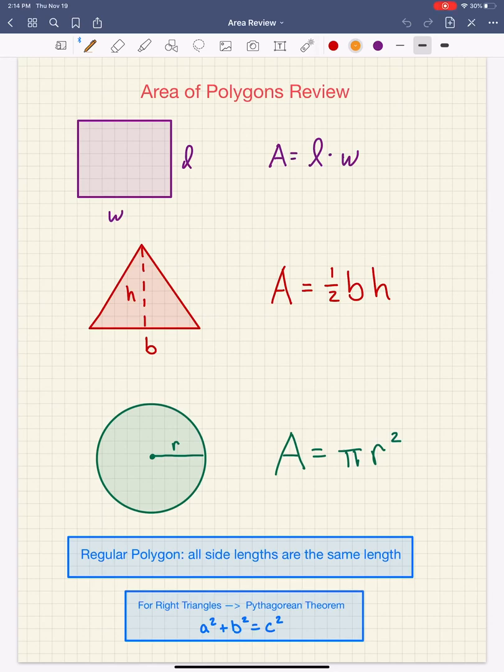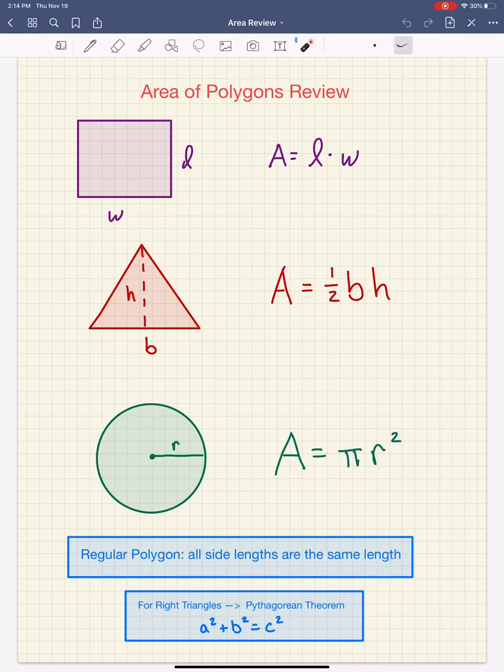All right, we're going to jump into a quick review of area of polygons here. So this is stuff that you've probably seen before, but I just want to touch base because it's going to come up in our current unit when we look at surface area and lateral area of three-dimensional figures. You'll need to remember the area of these two-dimensional figures. So just real quick, starting with some basic ones.